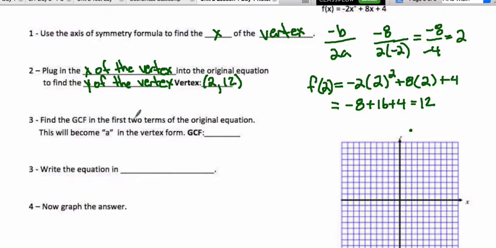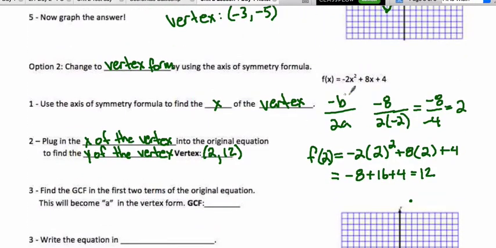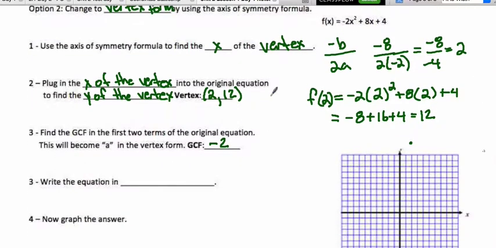All right, find the GCF in the first 2 terms of the original equation. This will become the A. So what am I going to pull out here? I'm going to pull out a -2. So our GCF is -2. And that's going to tell us whether it opens up or down. So I know it's going to open down, and I know it's going to stretch by 2.